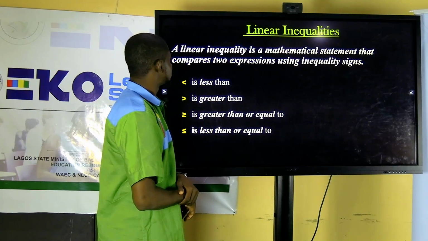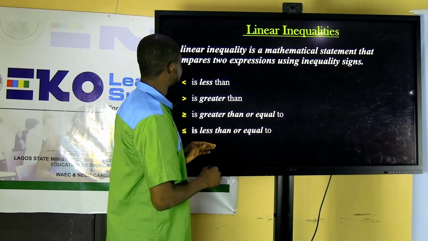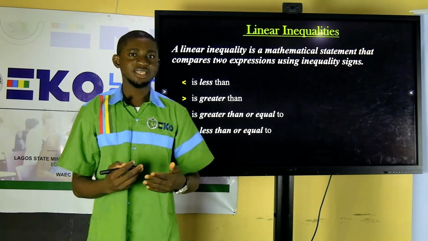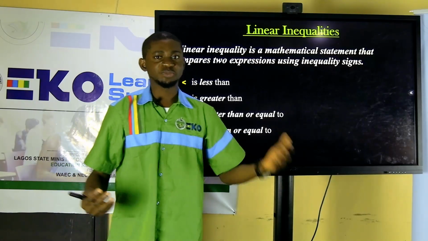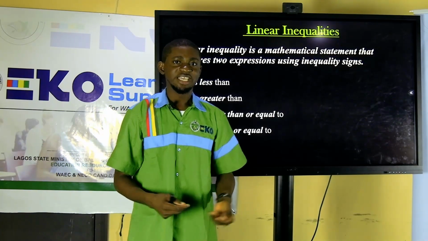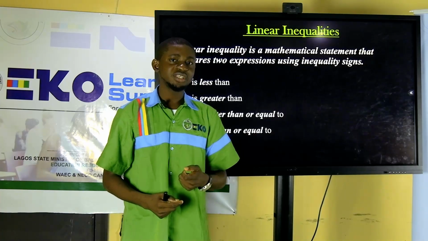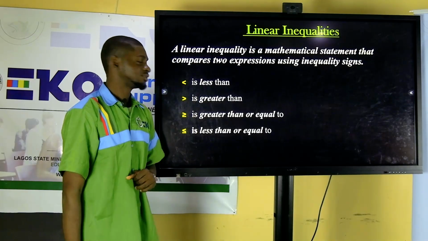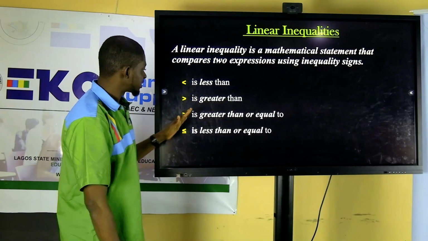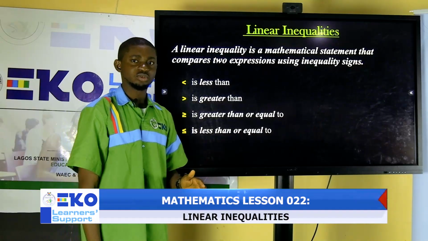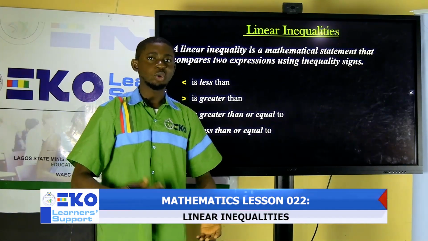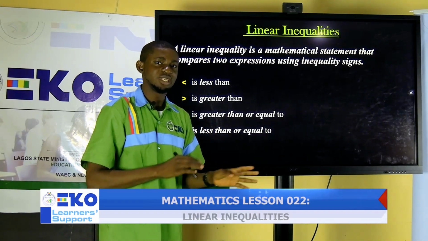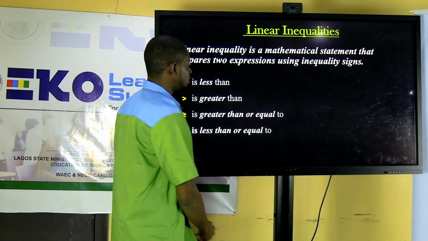What do we call linear inequality? A linear inequality is a mathematical statement that compares two expressions using inequality sign. Unlike linear equation, where we have two expressions and we have equal sign in between, in linear inequality, rather than having equal sign, we have inequality sign. It can be less than, greater than, greater than or equal to, less than or equal to. So when we compare two expressions using inequality sign, we are talking about linear inequalities. So now we know what it is like.